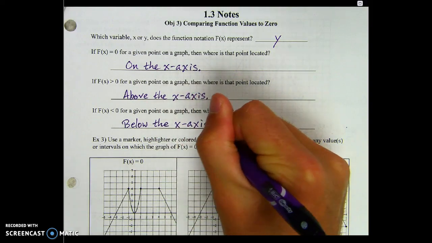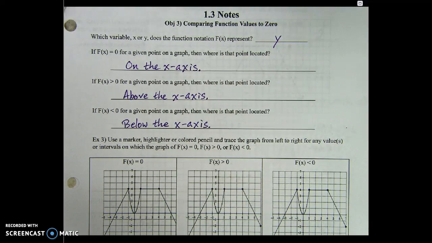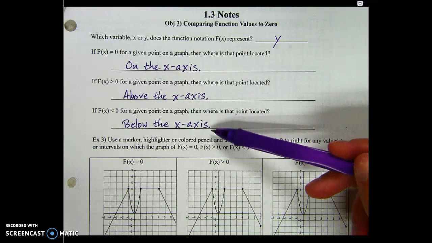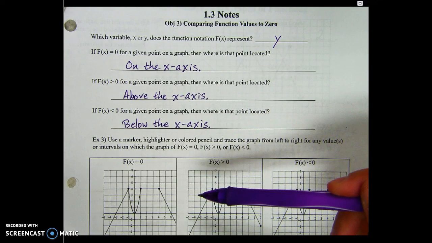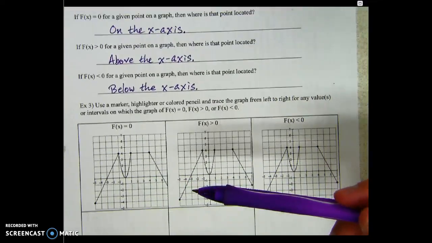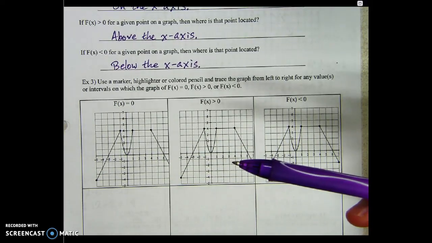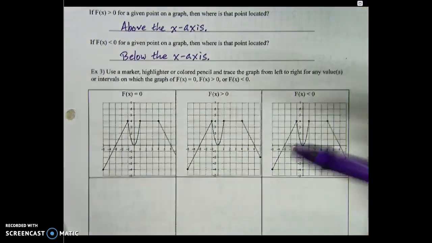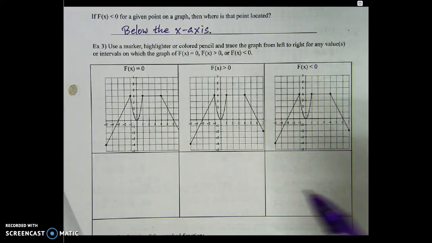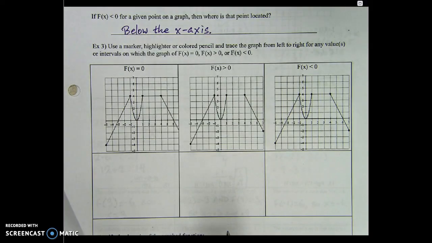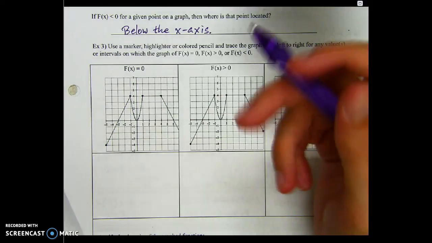So the goal here is to kind of get a sense of how being on the x-axis, above the x-axis, or below the x-axis is similar and yet different from intervals that are increasing, decreasing, and constant, which is why we're looking at these back-to-back. So our first task here is to figure out when the output is exactly equal to 0. And of course, we may have one point, we may have a set of points, or we may have some intervals to consider. So let's see what the situation is.